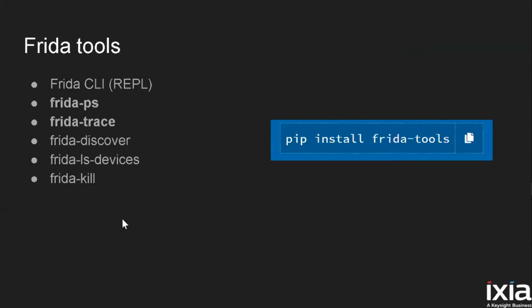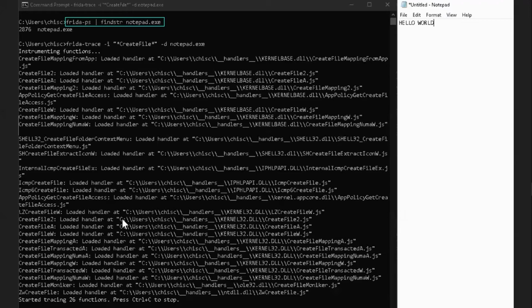Another very useful tool is Frida Trace. Let's see how we can use it. For example, let's say that we are interested in seeing what kind of Windows APIs will be used when we are trying to save a file on disk. So we were trying to do this kind of operation. We just want to see what kind of functions are invoked and what kind of parameters those functions have.